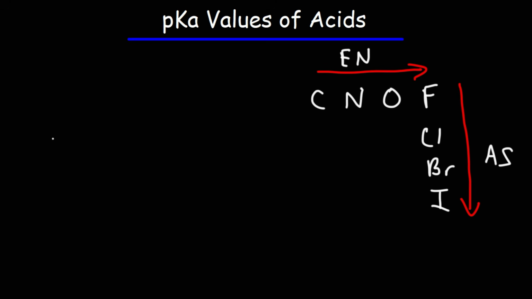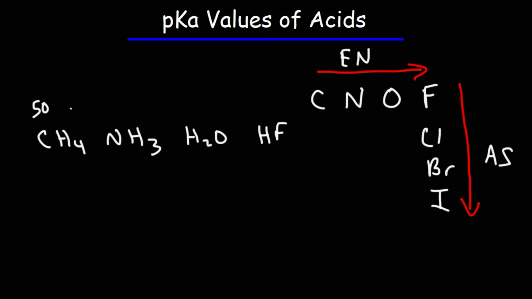So to give you some examples, we have methane, ammonia, water, and HF, hydrofluoric acid. A typical alkane has a pKa around 50 to 60. The ammonia hydrogen has a pKa of around 36. For water, it's 15.7. For HF, hydrofluoric acid, it's 3.2.